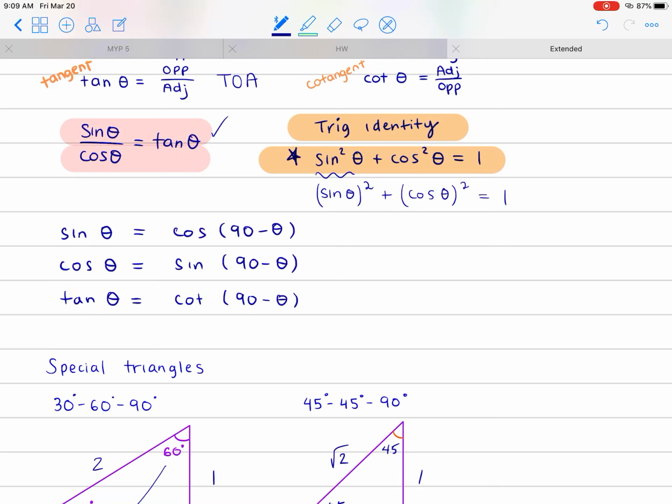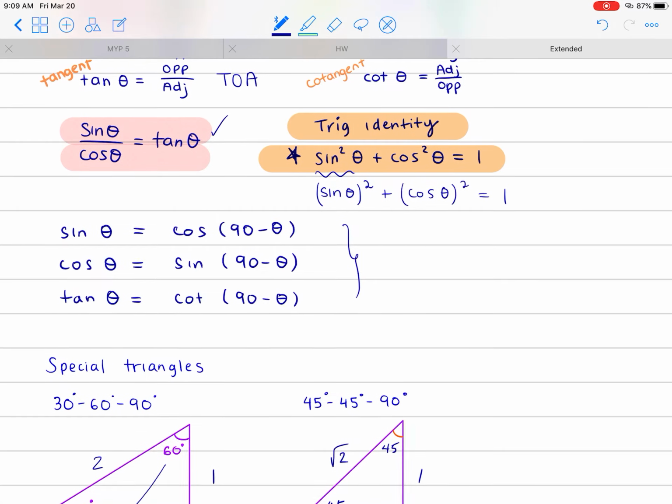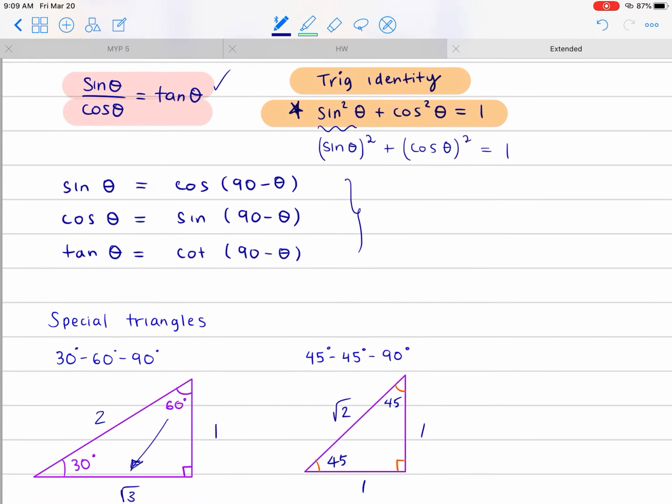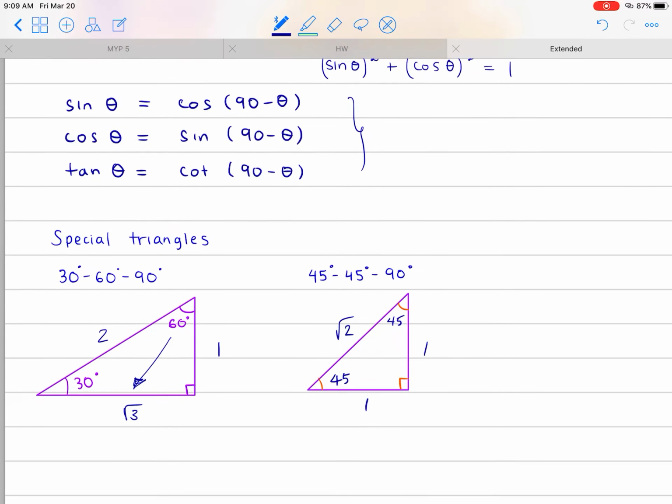Then we did a whole worksheet on the complement of an angle. Sine of theta is equal to cosine of 90 minus theta. Cosine of theta equals sine of 90 minus theta. And lastly, tangent of theta is equal to cotangent of 90 minus theta. For these 3 properties, if you are confused, look at the worksheet we did together. Again, the notes are all available on Google Classroom.